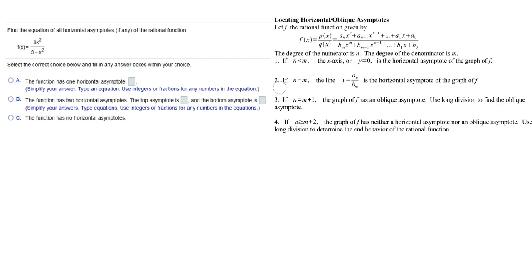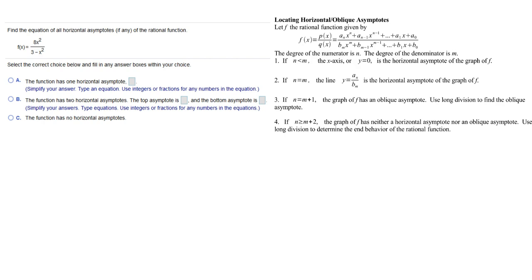So we have to have these rules memorized related to horizontal and oblique asymptotes. And all these rules are based on n and m. n is the degree of the numerator, m is the degree of the denominator.